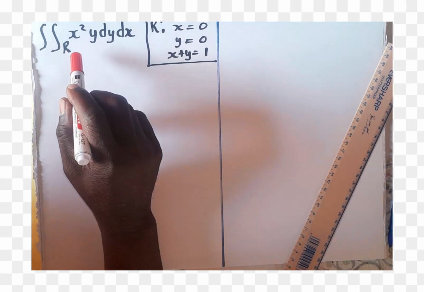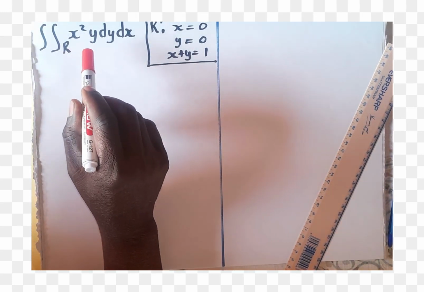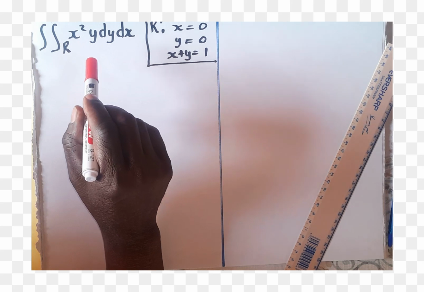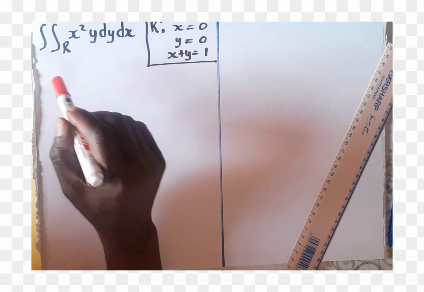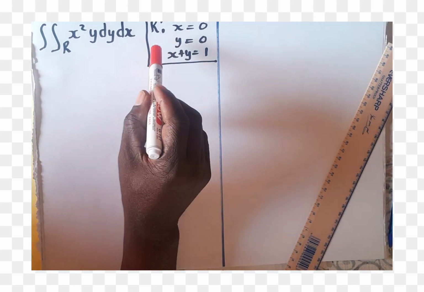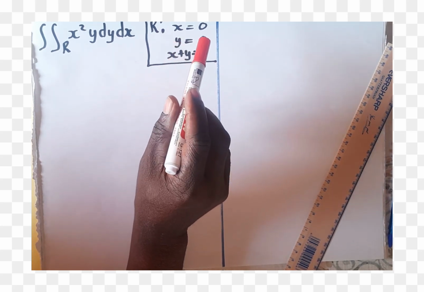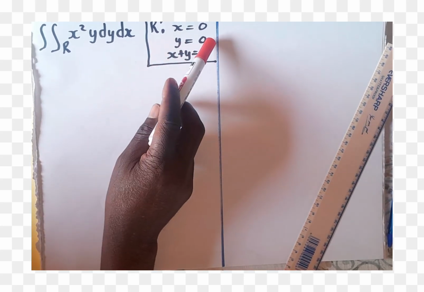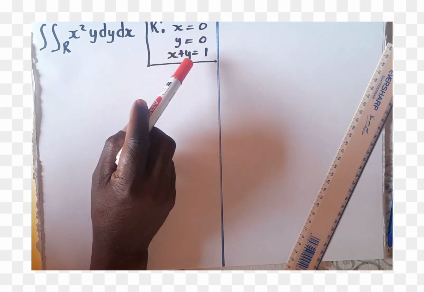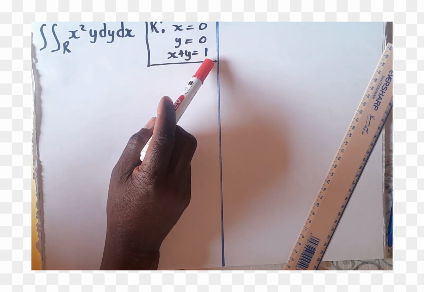How do you evaluate the double integral or iterated integral of x squared y dy dx over the region R, where the region R is the area bounded by the lines x is equal to 0, y is equal to 0, and the line x plus y is equal to 1.